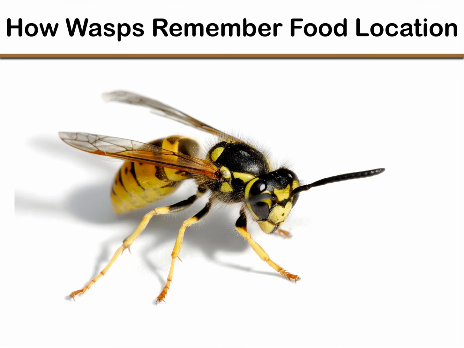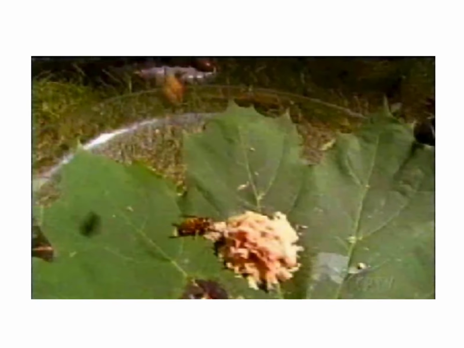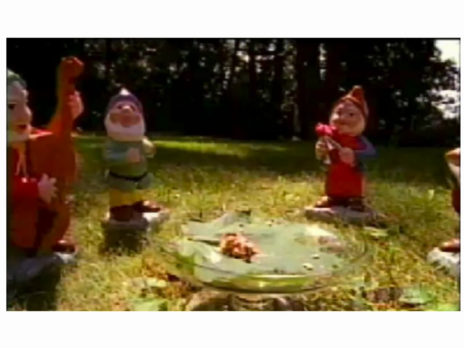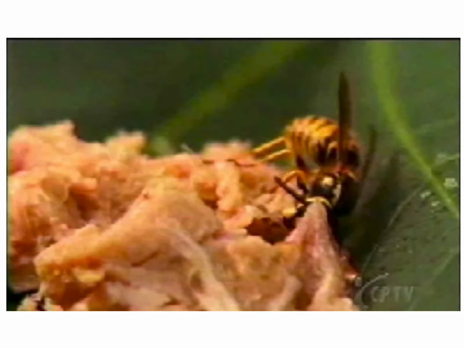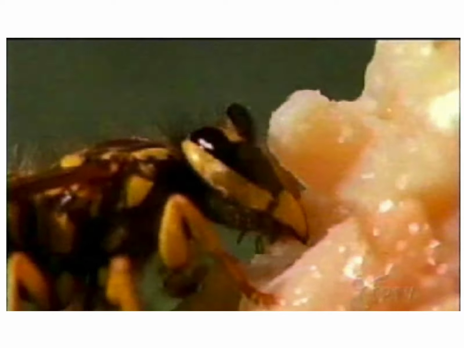How do wasps remember where food is located? This was another experiment that was really, really simple. And again, it was done in the field, and here is how it was done. We offered them tuna, presented in the center of a circle of gnomes. One yellow jacket finds the food simply by chance.